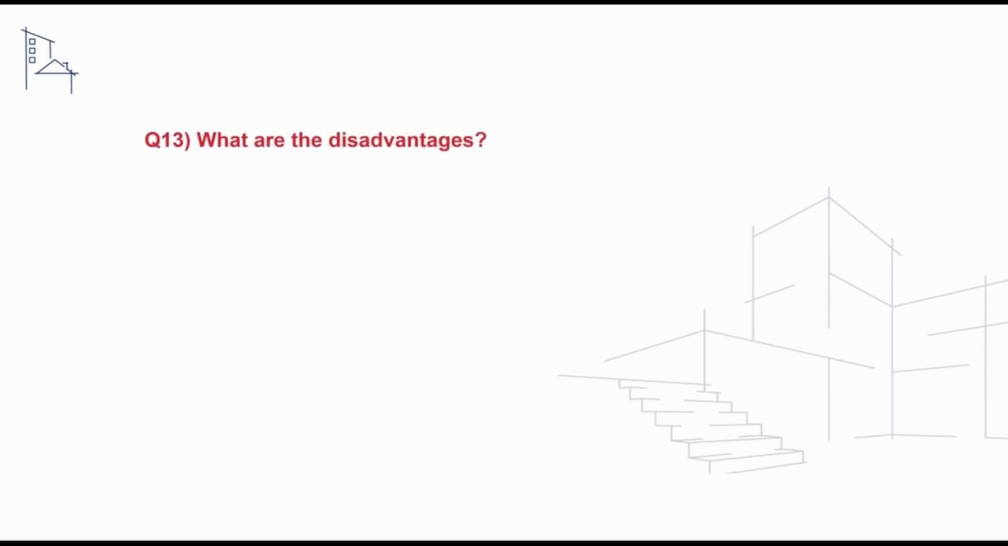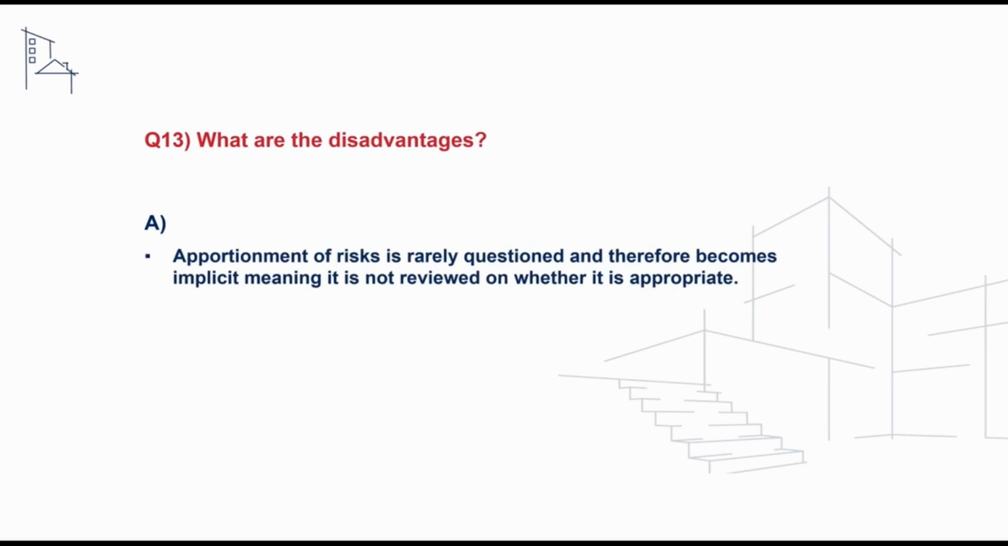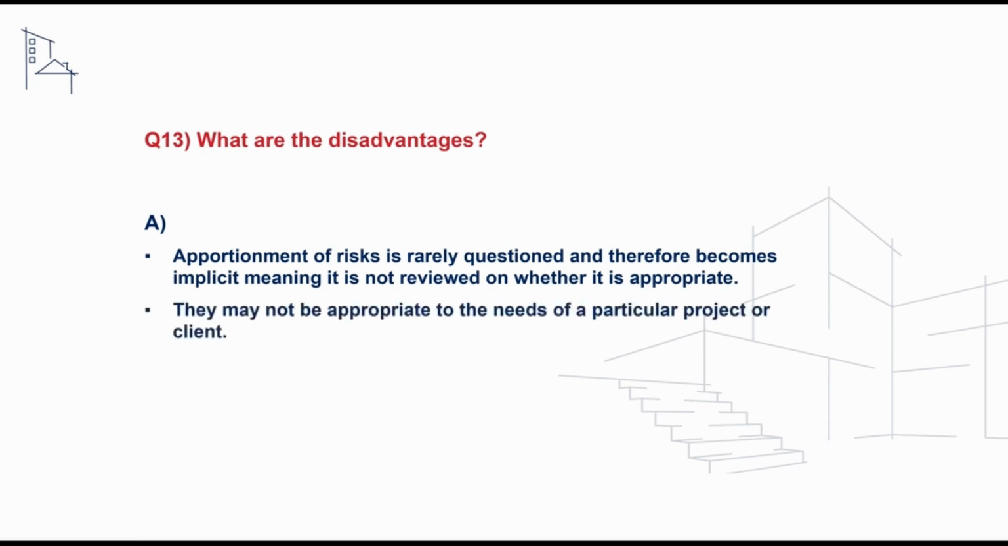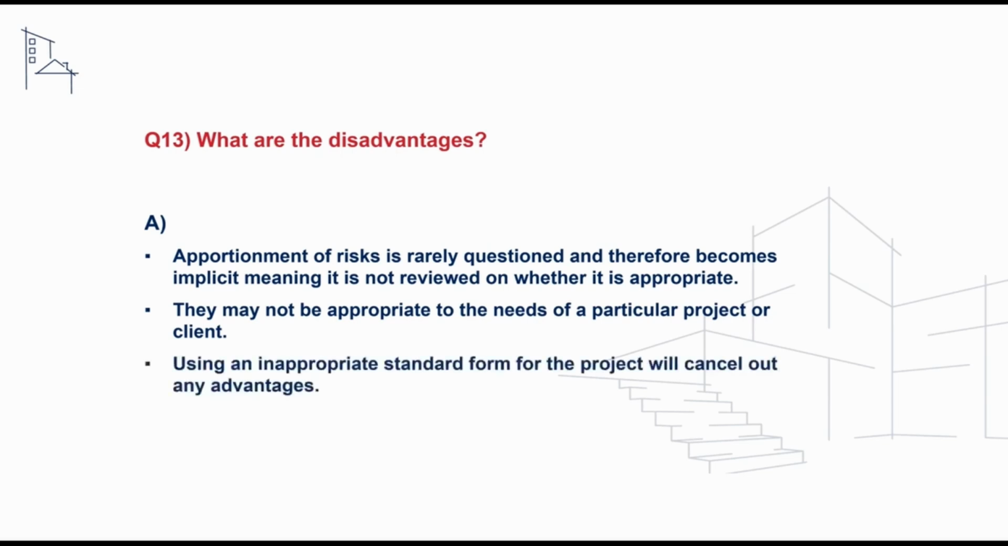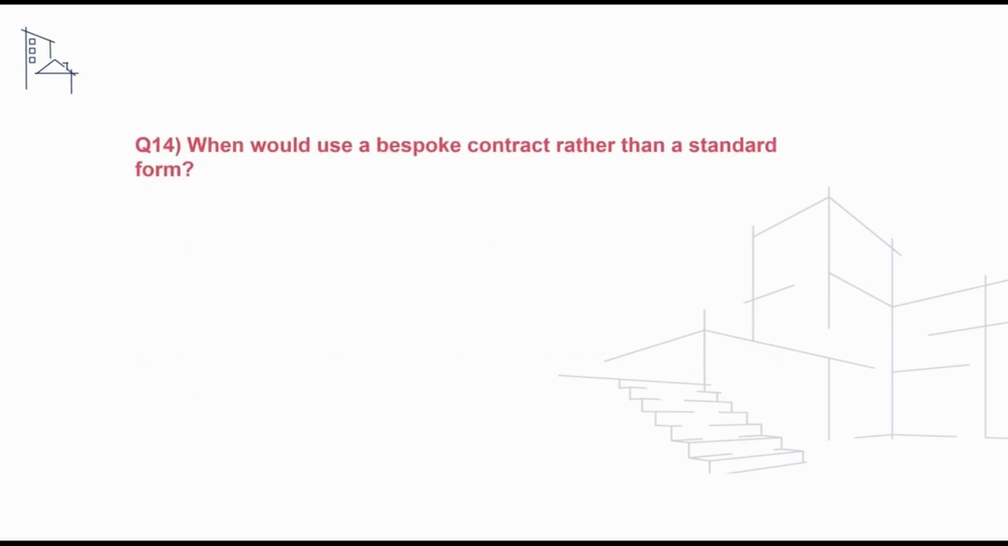We may receive a question asking our understanding of the disadvantages that standard forms carry when compared to bespoke forms. Candidates can advise that under standard forms, the apportionment of risk is rarely questioned and therefore becomes implicit, meaning it is not reviewed on whether it is appropriate. They may not be appropriate to the needs of a particular project or client, and using an inappropriate standard form for the project will cancel out any advantages.